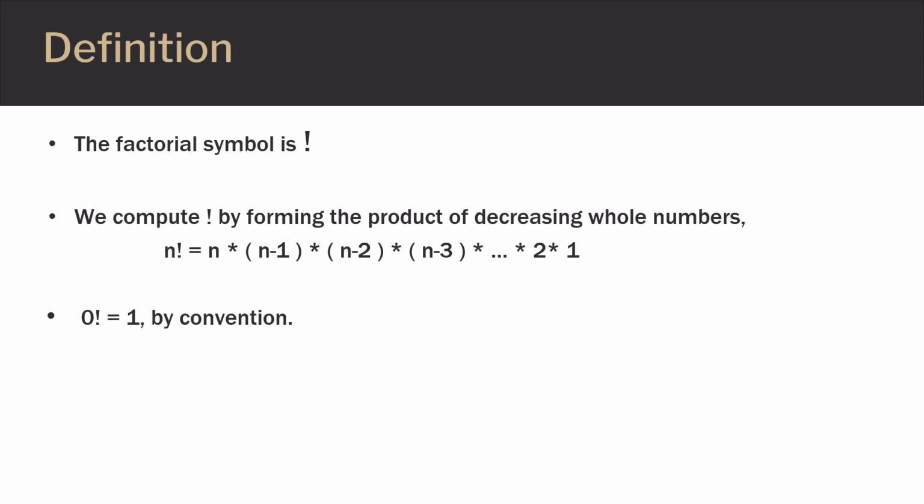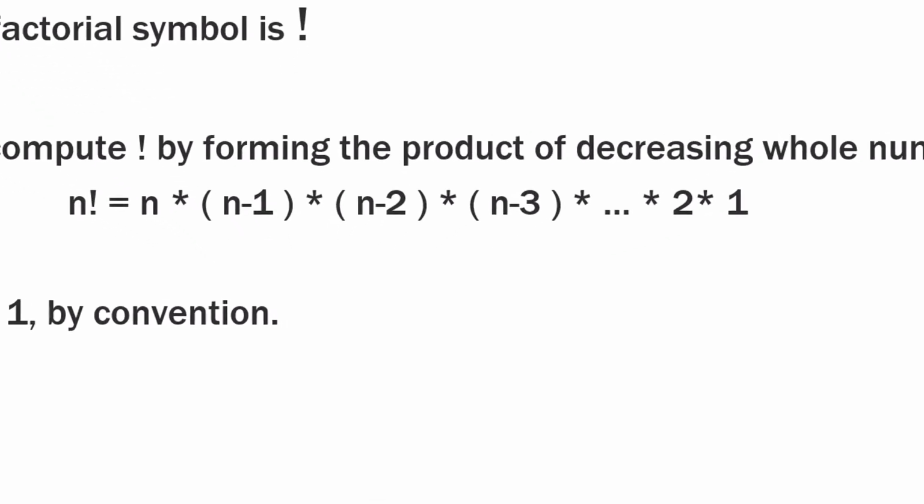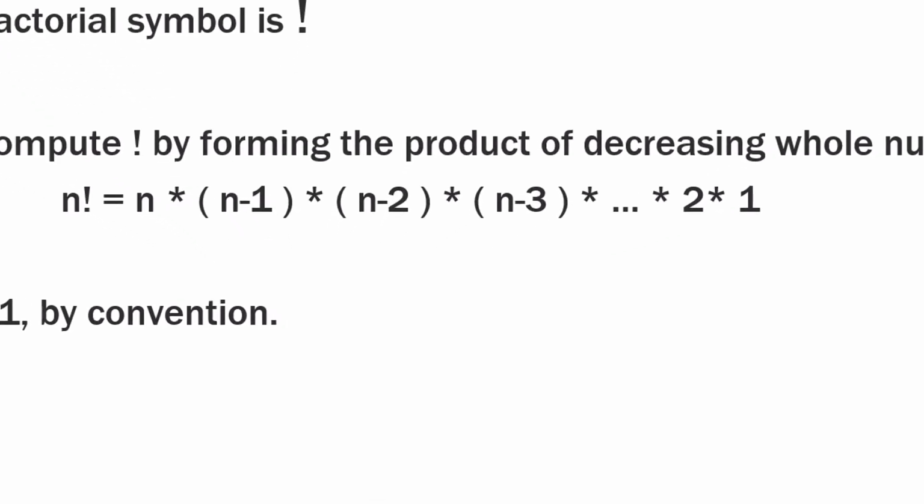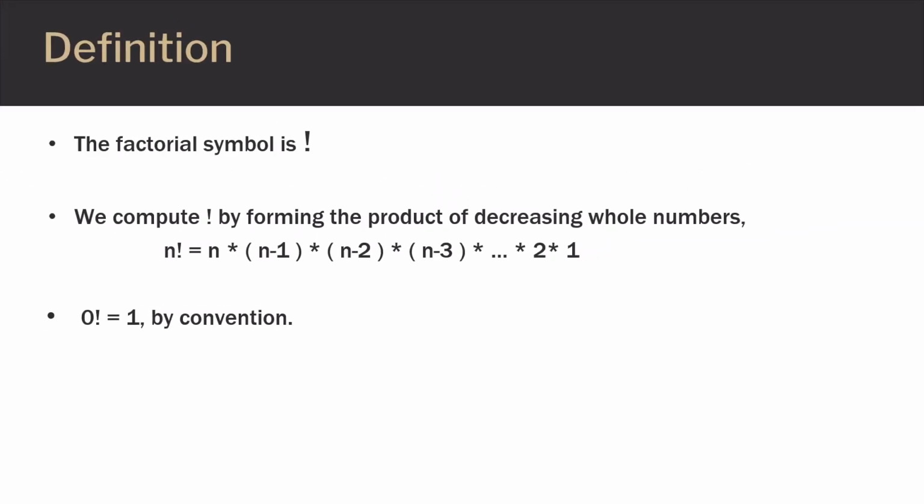That is, if we take any whole number n, then to find n factorial, we take that number and multiply it by 1 less than the number, then 2 less, and so on, all the way down until we get to multiplying by 1. You can do this for any positive whole number, and also there's a convention that says that 0 factorial is defined as equal to 1.